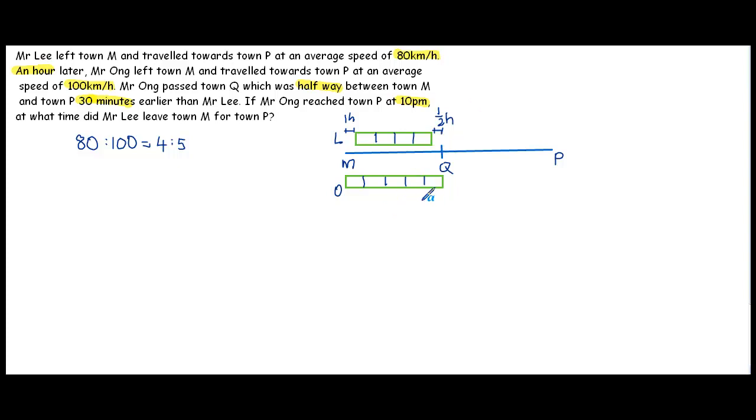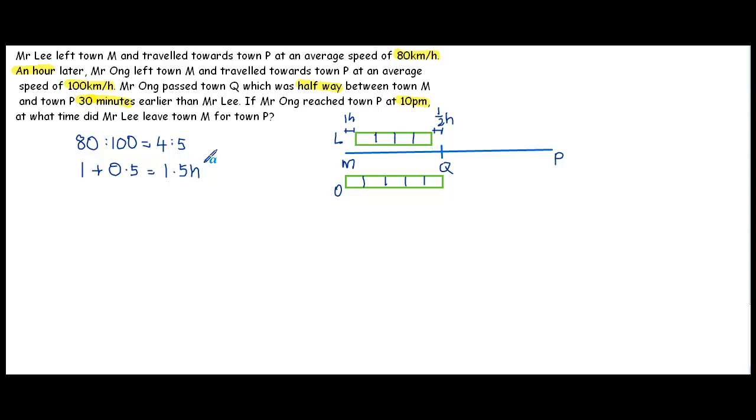So another crucial clue is the extra time taken by Mr. Lee, which is 1 hour plus half an hour, and this gives us 1.5 hours. 1.5 hours is the extra time taken by Mr. Lee because he was traveling at a slower speed of 80 kilometers per hour.